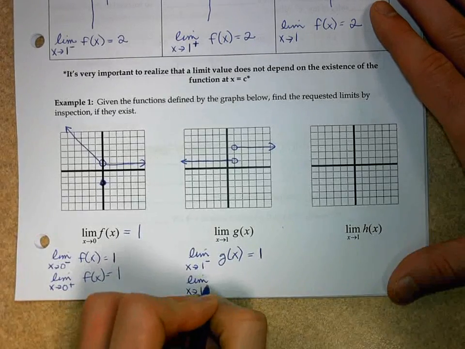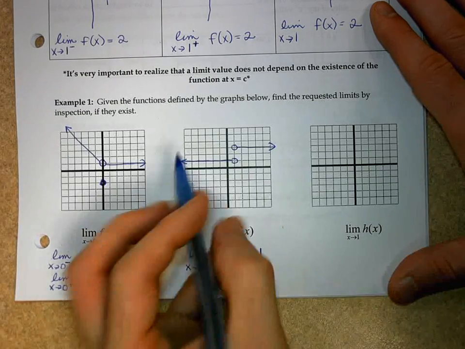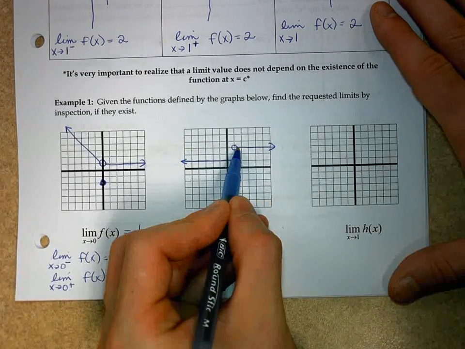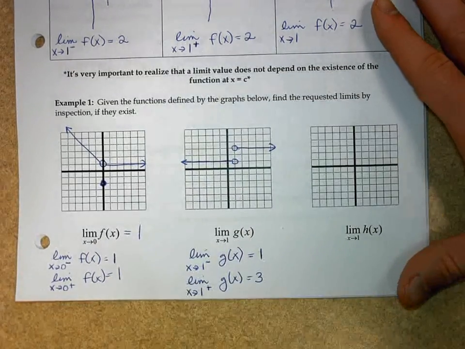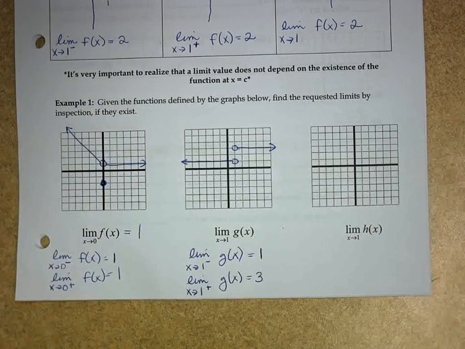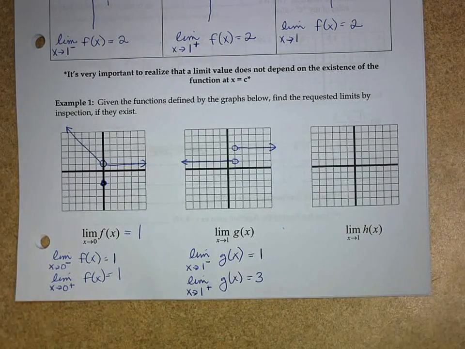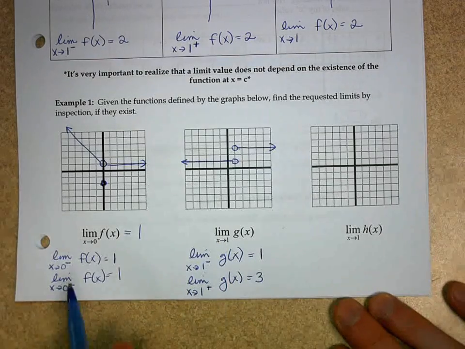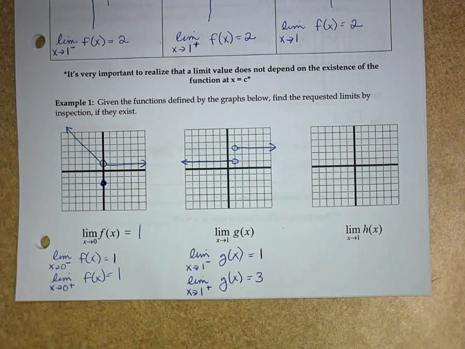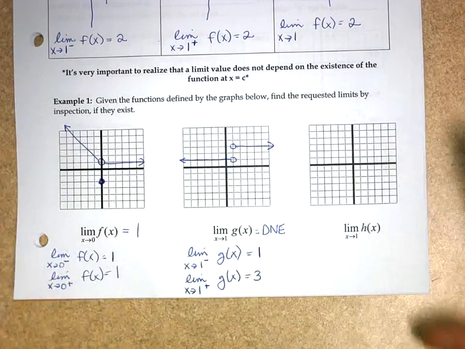The limit as x approaches 1 from the right, g of x, as I get closer and closer from the right-hand side, you can see that my y value is 3. That's a fundamental issue. If I look at the limit of just the left-hand side, it's equal to 1. If I look at the limit of just the right-hand side, it's equal to 3. But I want the limit as x approaches 1, which means I need to consider both the left and the right-hand side. And when they don't equal each other, we say the limit does not exist.